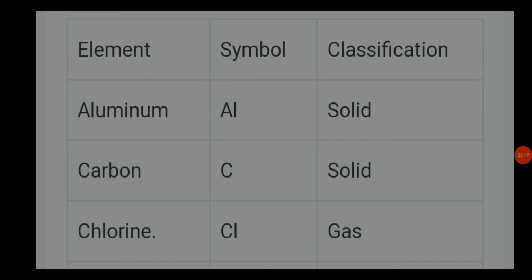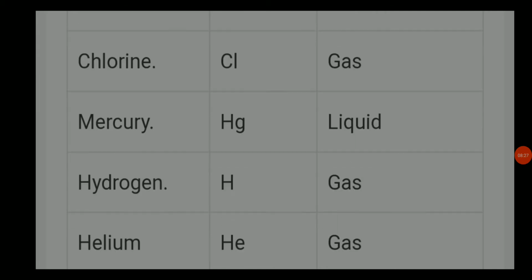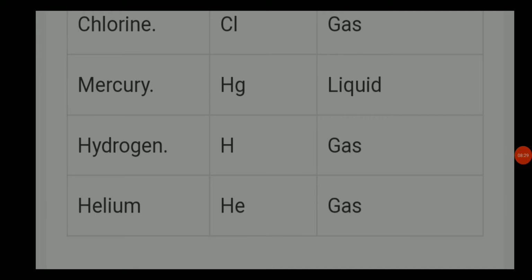Aluminium, symbol is Al, it is a solid. Carbon, symbol C, it is a solid. Chlorine, Cl, it's a gas. Mercury, Hg, it's a liquid. Hydrogen, H, it's a gas. Helium, He, it's a gas.